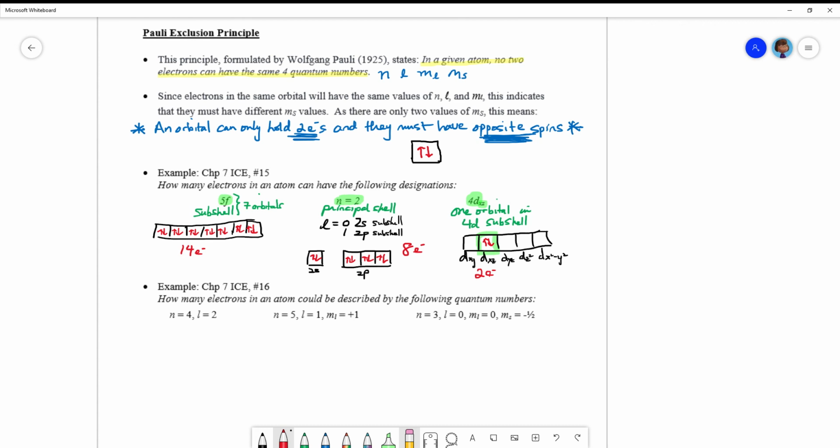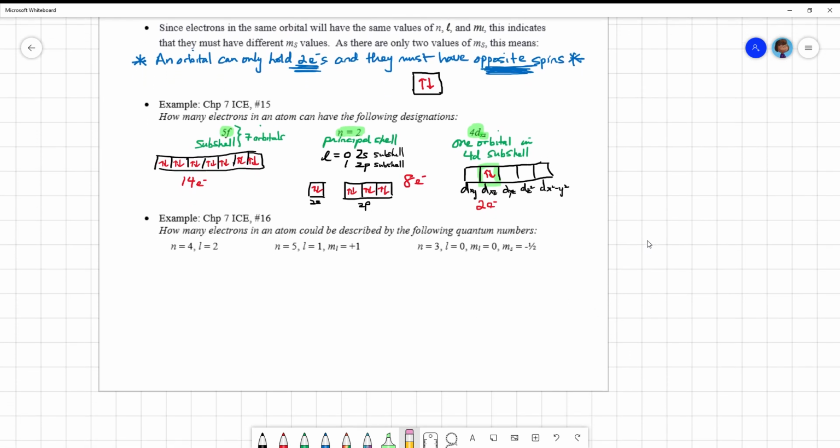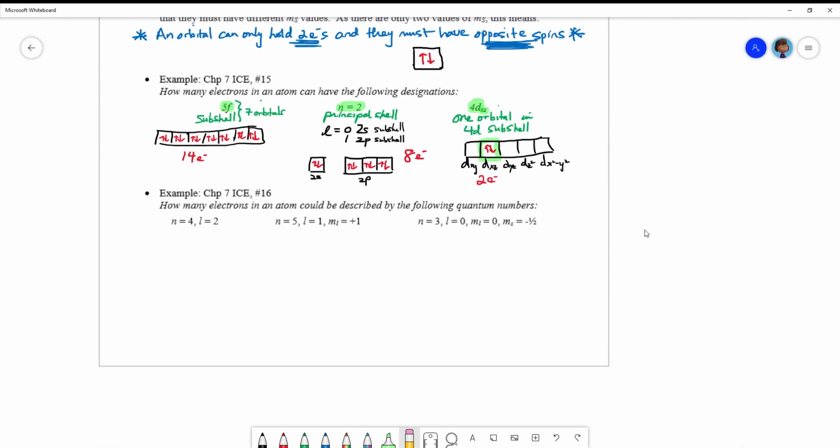Okay. Now, in the second example, we're going to do the same thing, but with quantum numbers instead. So number 16 says, how many electrons in an atom could be described by the following quantum numbers? So we're given a set of quantum numbers, here n and l, here n, l, and m sub l, and in the third set we have n, l, m sub l, and m sub s. And so we need to be able to interpret what these quantum numbers are telling us. So I'm going to just scroll up to squeeze in this last problem.